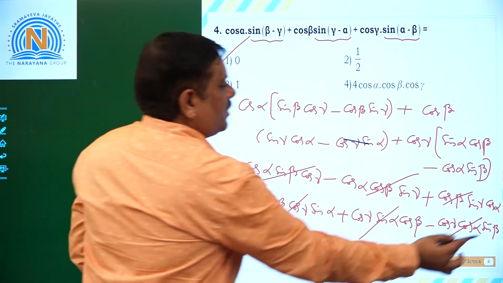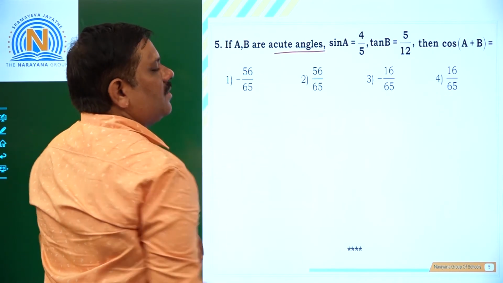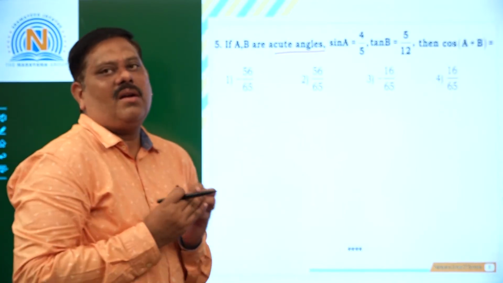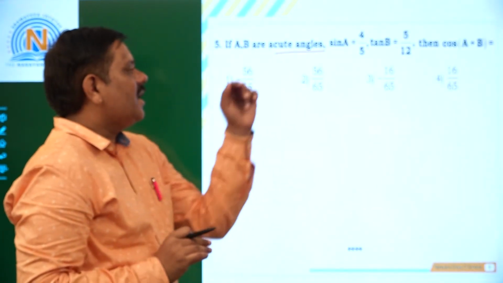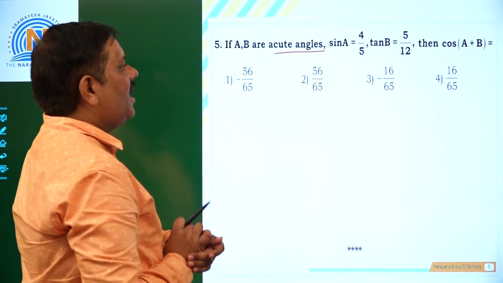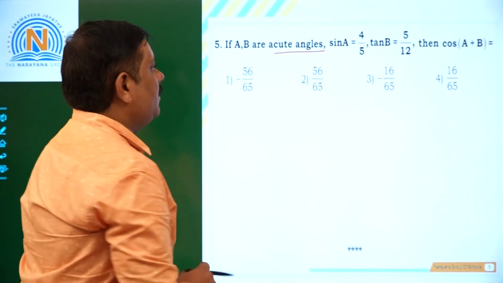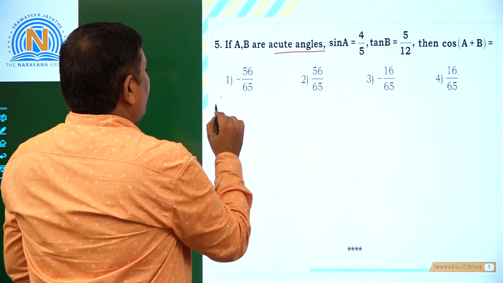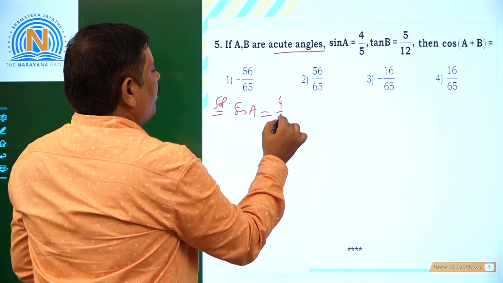Okay. Now let us see the next question. If A, B are acute angles, means both are between 0 degrees and 90 degrees. In that case, sin A is given as 4 by 5, tan B is given as 5 by 12. Then what is the value of cos of A plus B? Fine. First let us take sin A, which is given for us. Sin A is 4 by 5.